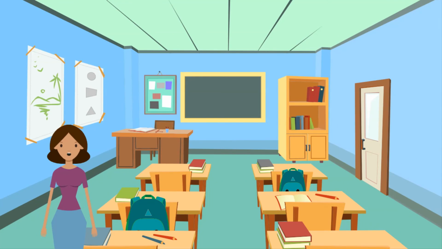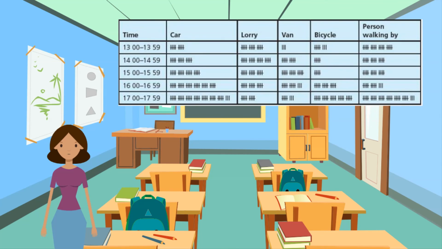How do we present the data from market research? Different data handling methods can be used to present data from market research. This will include tally tables, used to record data in its original form. The tally table here shows the number and type of vehicles passing by a shop at different times of the day.